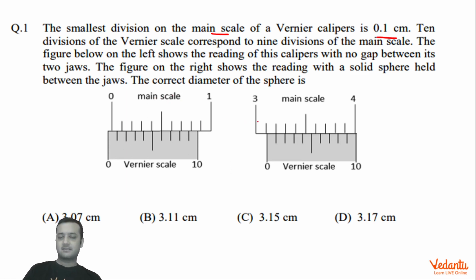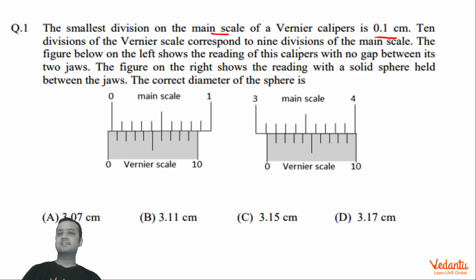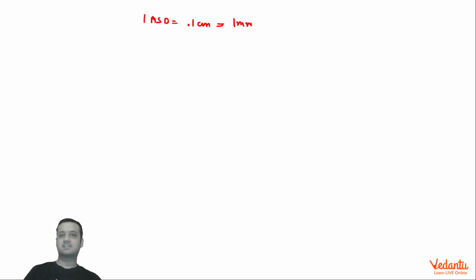Now a sphere has been taken, and the diameter of the sphere is measured using this vernier caliper, and we have to find the diameter. So let's do some standard calculations. As you can see, one main scale division is nothing but 0.1 centimeter as given in the question. So that will become 1 mm, right? Now it's given that 9 main scale divisions coincide with 10 vernier scale divisions. So basically 10 VSD will be equal to 9 MSD, which will mean one vernier scale division is 0.9 mm.